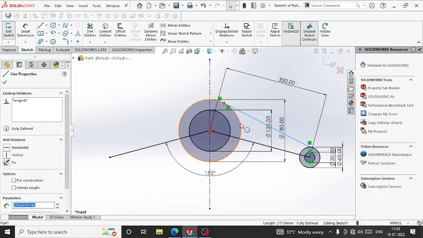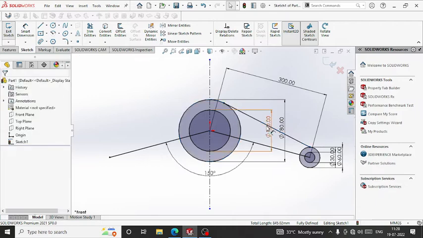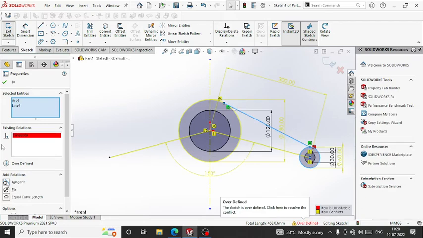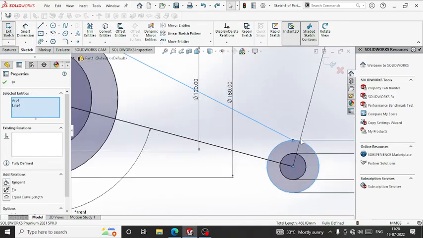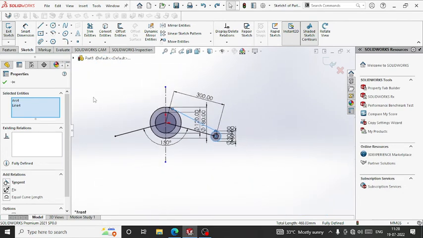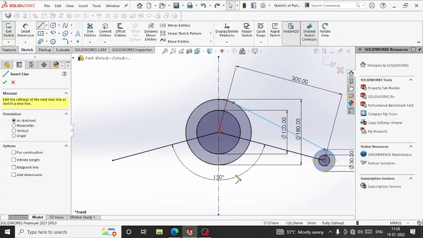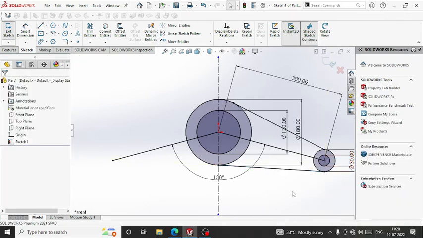Select this line and this circle, tangent relationship, and okay. Select this line, select this circle, tangent relationship. Sorry. Okay. Line from here to here. Okay.